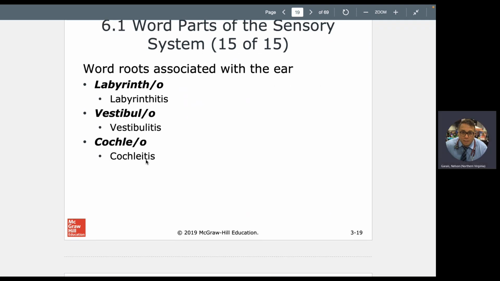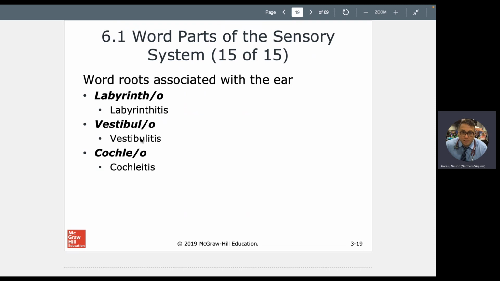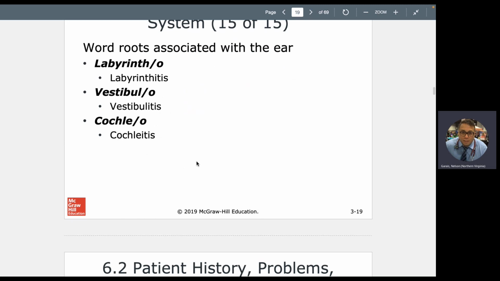Labyrinth, vestibule, cochlea. Your labyrinth and your vestibule have to do with your balance. So if you have labyrinthitis or vestibulitis, you're going to have a balance problem. And these are inner ear problems. The cochlea is like a conch or shell-shaped structure in your inner ear that has to do with hearing. So you'll have cochleitis, inflammation or infection of your cochlea. And if you have an inner ear infection, you're going to have a balance problem and a hearing problem. So that's both an A and B problem.